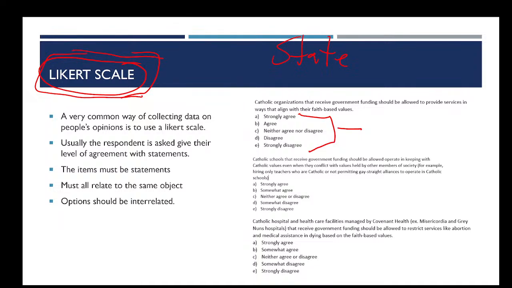I like shrimp. Strongly agree, strongly disagree. Cannot be a question.